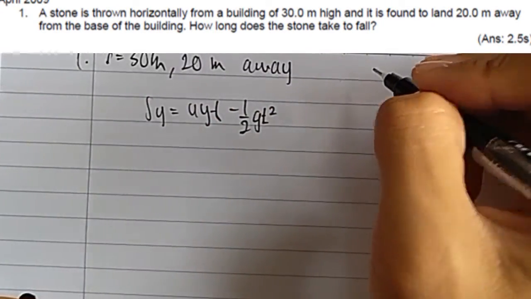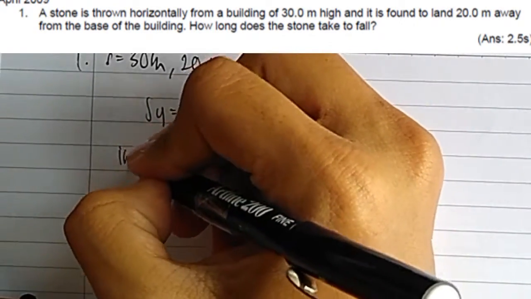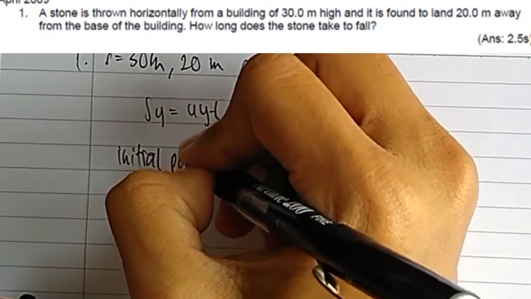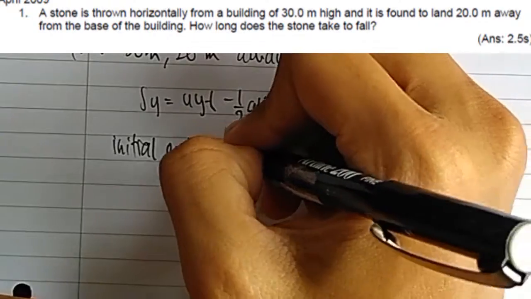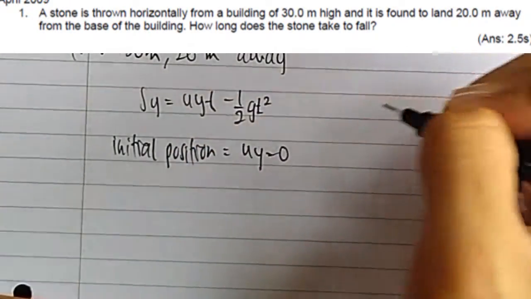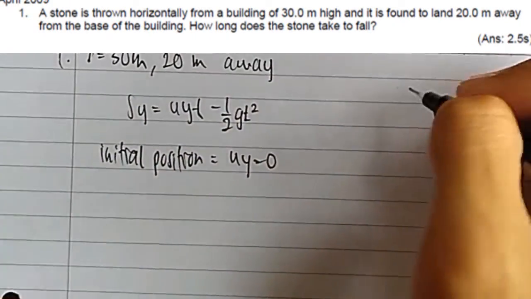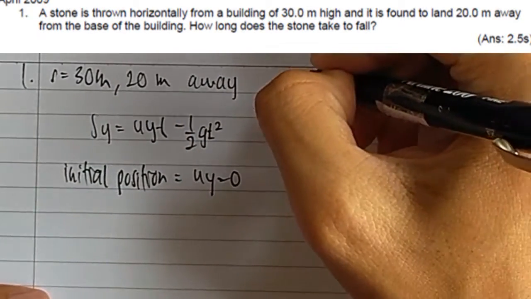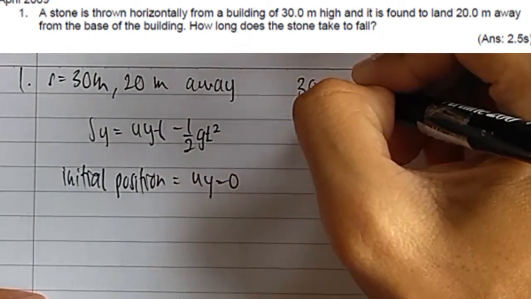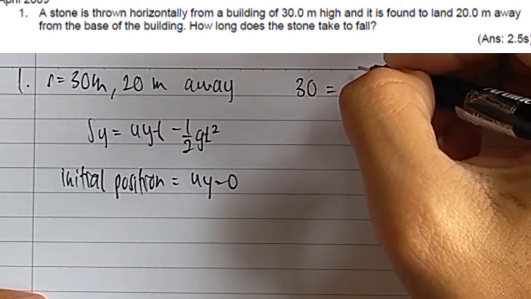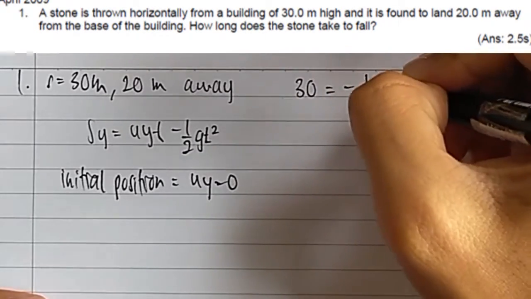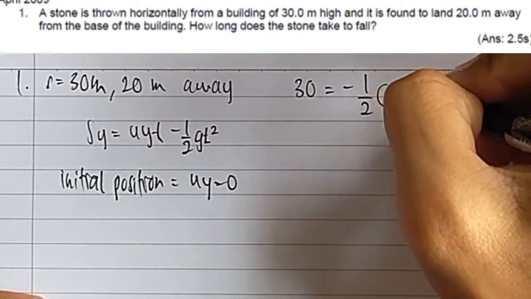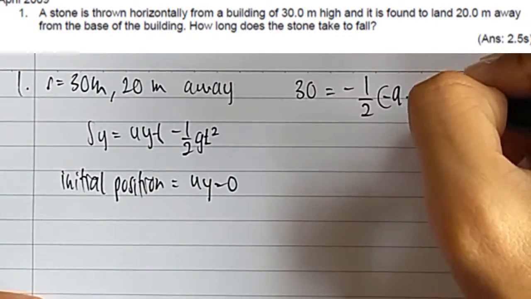At the initial position of the object, we can say that Uy is equal to 0. So then we substitute Uy equals to 0 into the equation, which will be 30 equals to Uy 0 multiplied by t, we get 0, minus half g, we use 9.81, negative 9.81 t squared, which we want to find.